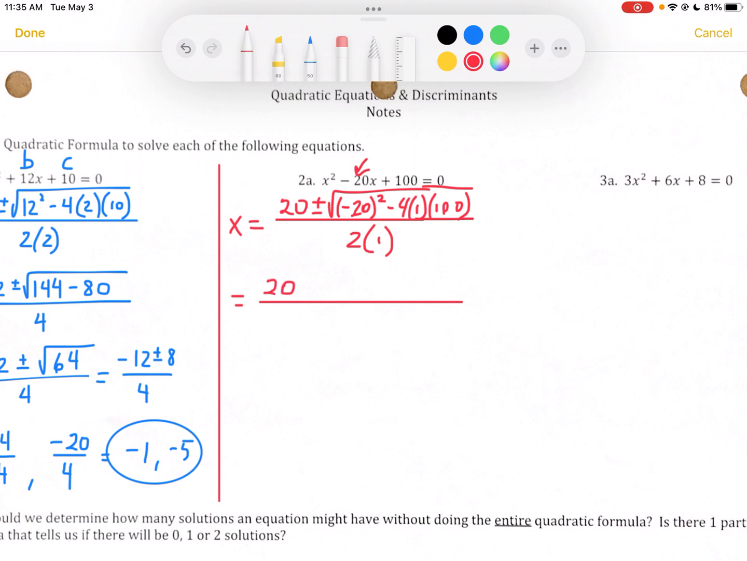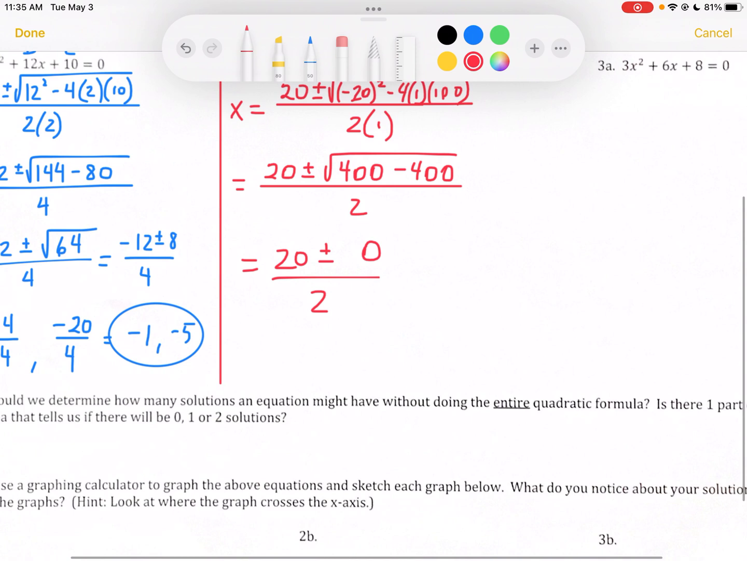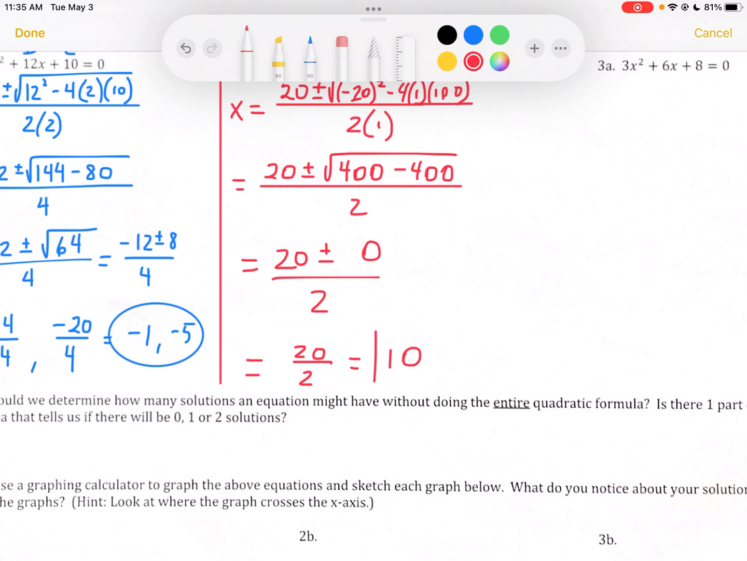Okay, so I've got 20 plus or minus the square root of negative 20 squared, that's 400. But then negative 4 times 1 times 100 is also 400. So what you're going to end up with is 20 plus or minus the square root of 400 minus 400, that's 0. And the square root of 0 is just 0. So you end up with 20 plus 0 and 20 minus 0. Both of those answers turn into 20 over 2, which is 10. So you're going to get one answer for that one.